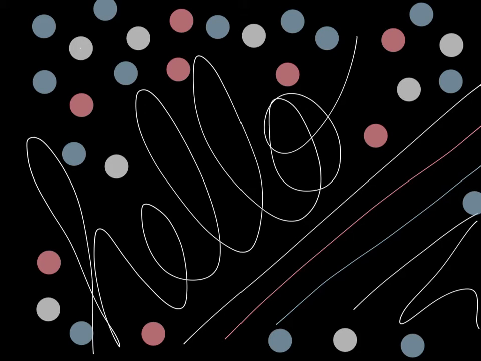Hello class, this is our second video for chemistry. What we're going to be talking about today is what the periodic table looks like and what the information on the periodic table tells us. But first, let's review from last week.